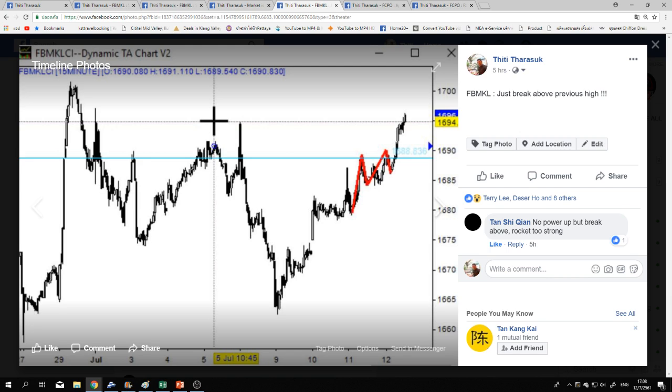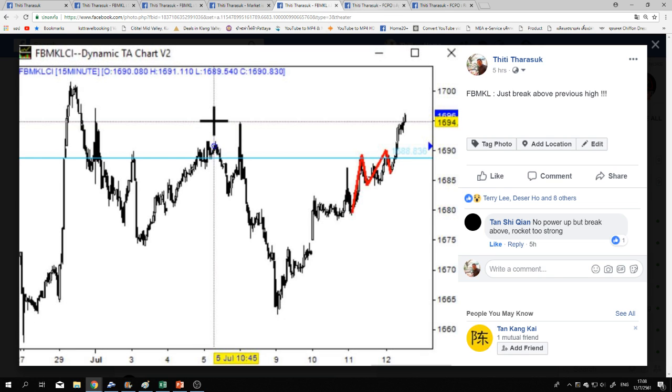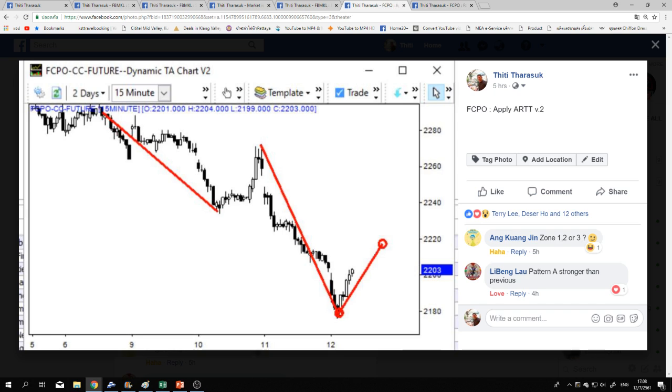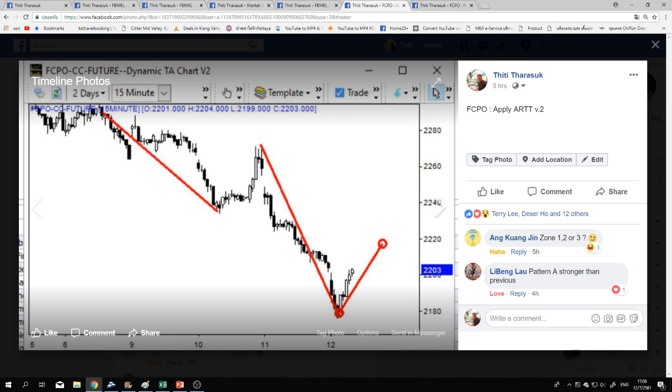Now after breaking above the previous high, the market shows sideways. But before sideways, if you want to sell, that means you need to find the reversal pattern first. If you cannot find a reversal pattern, it means you cannot sell. And this is FCPO, where we want to apply ARTT version 2 to sell.